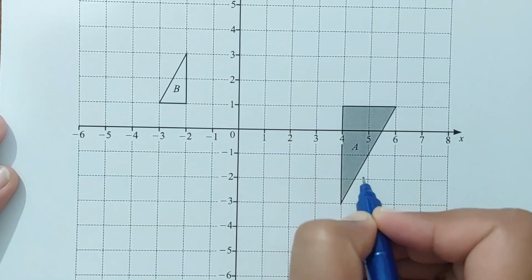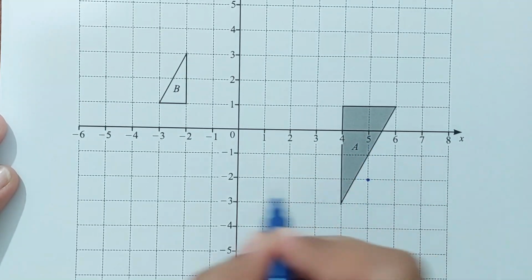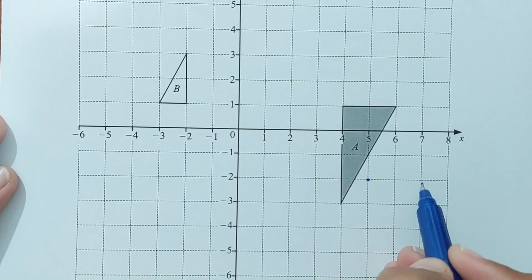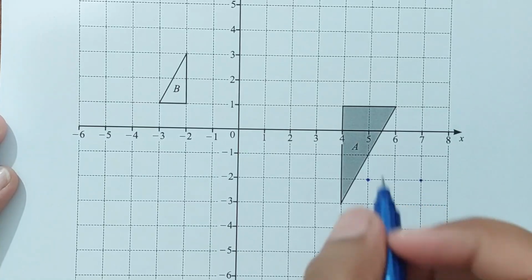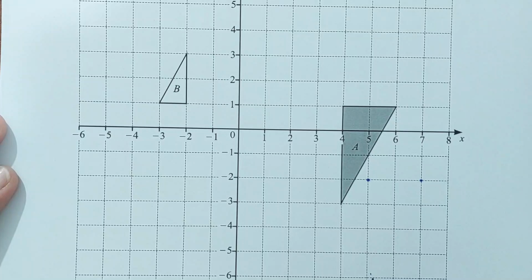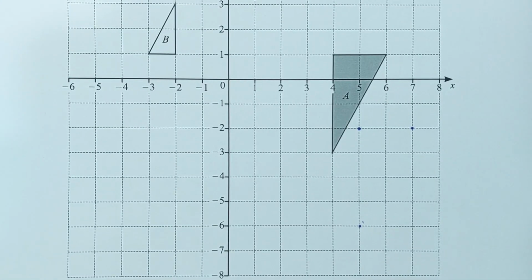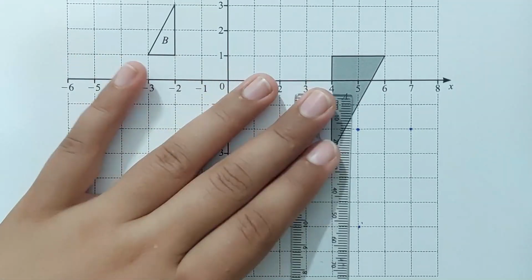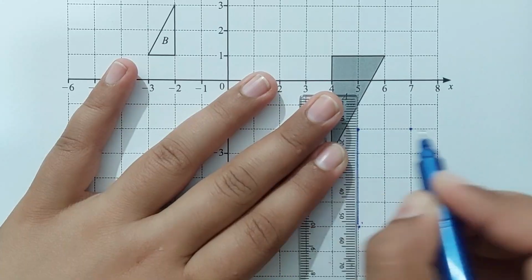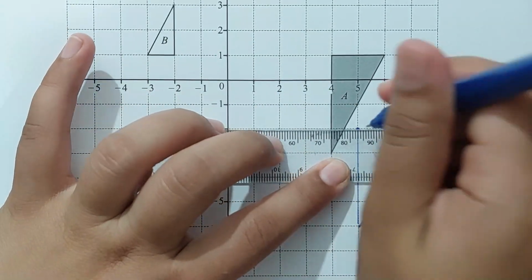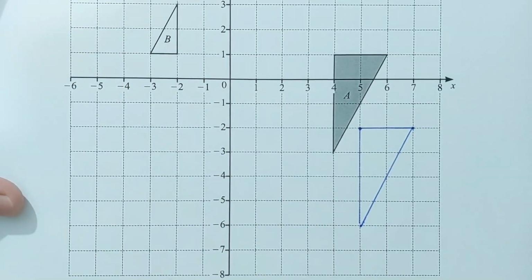1, 2, and 3. So this point is 5 and -2. For this point, 1 right and 3 down, 1, 2, and 3, which is 7, -2. Right? And for this point, 1 right and 3 down, 1, 2, and 3 over here. So 5 and -6. Let me draw this triangle P. All right. So that is the triangle P after translation of 1 and -3.